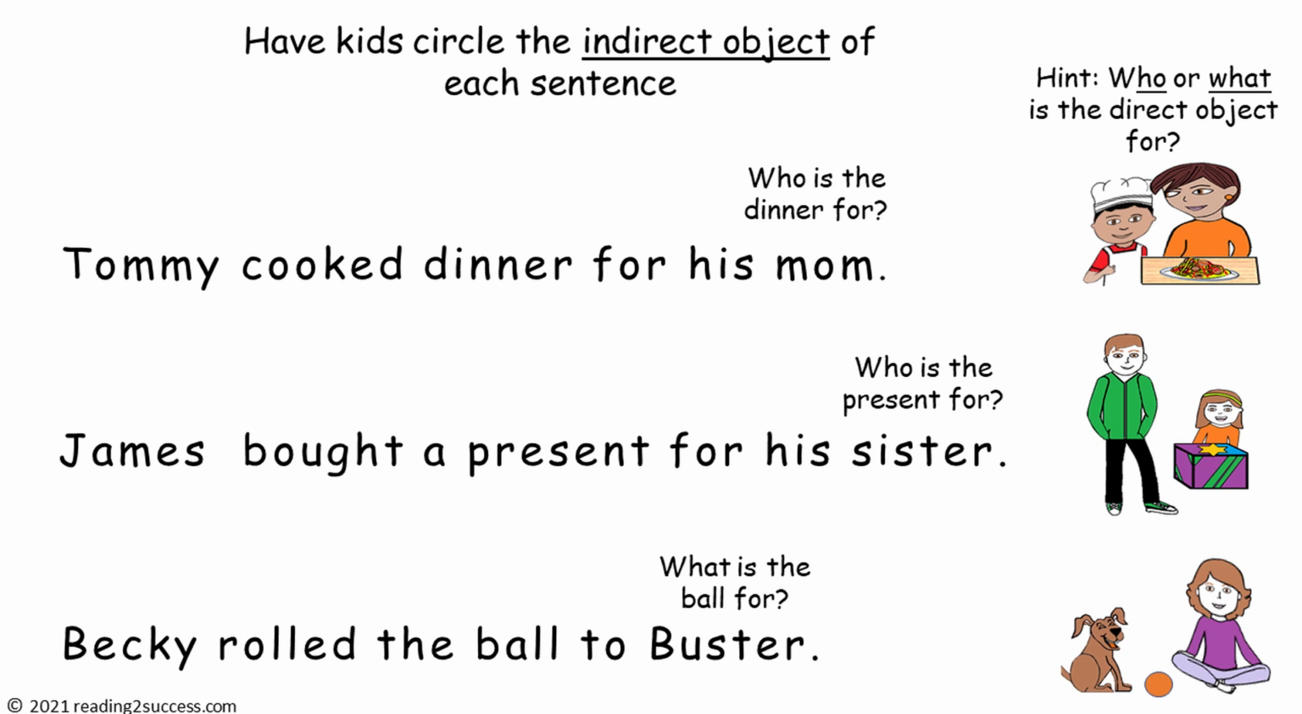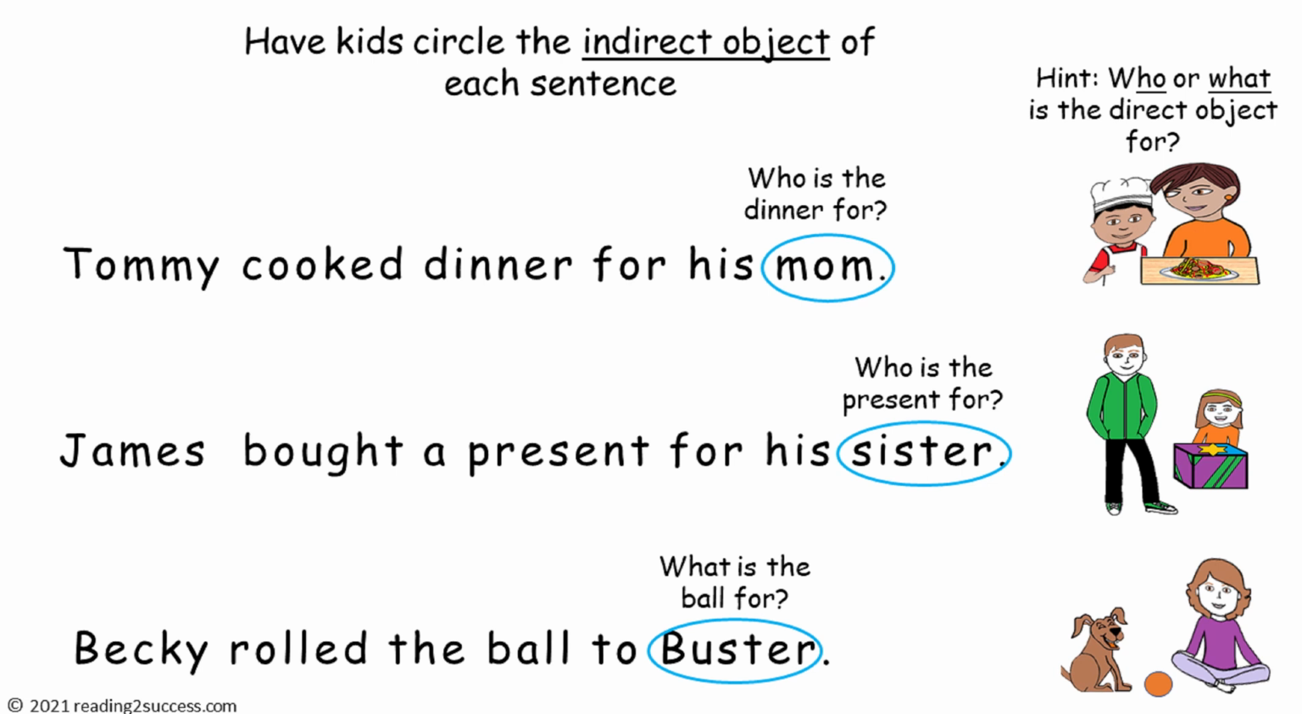And our last one, Becky rolled the ball to Buster. The question is, what is the ball for? The ball was the direct object, and now we're asking, what is the ball for? And the answer is Buster. Buster is the indirect object. This is a completed example.